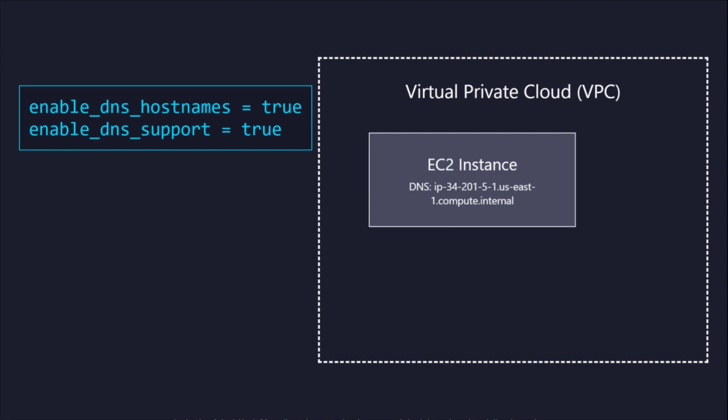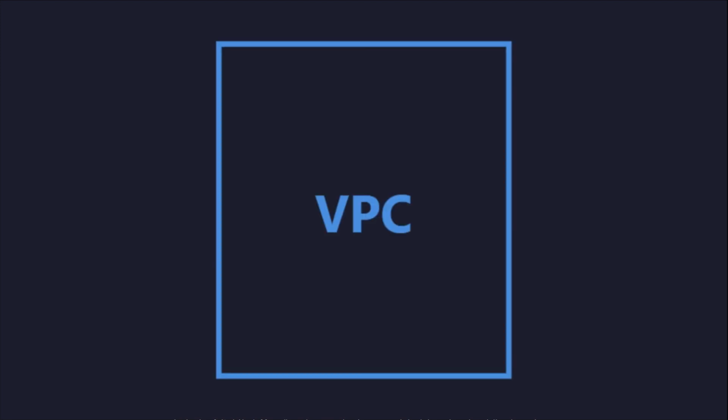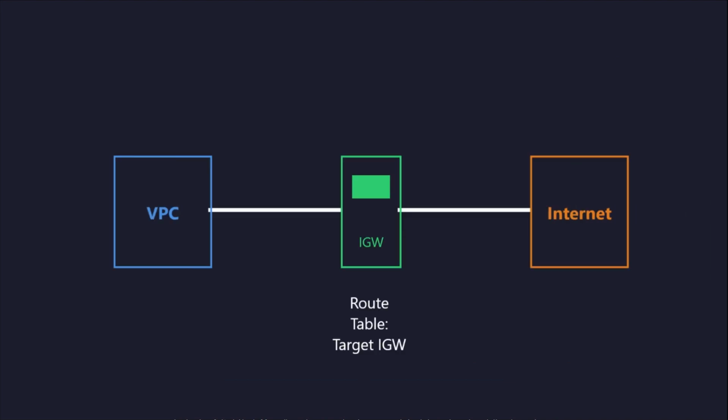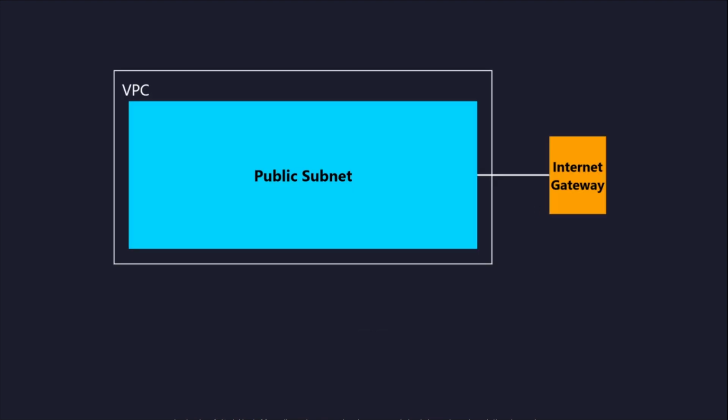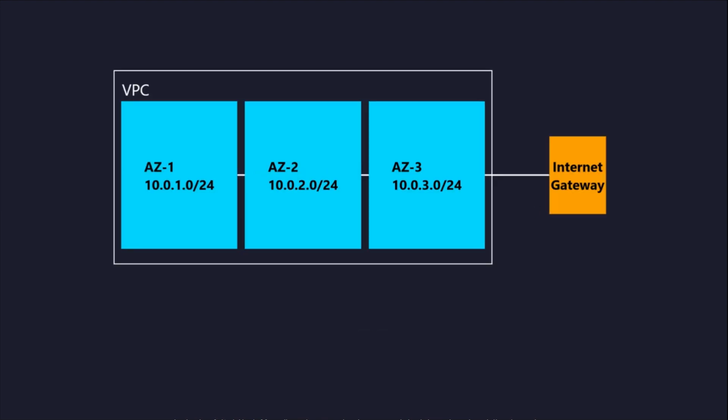public Internet Protocol address. An Internet Gateway is a horizontally scaled and redundant component that allows communication between your virtual private cloud and the Internet. It provides a target in your route tables for any traffic destined for external addresses. A subnet is considered public if its traffic is routed to an Internet gateway.